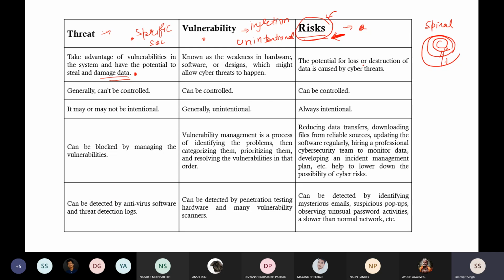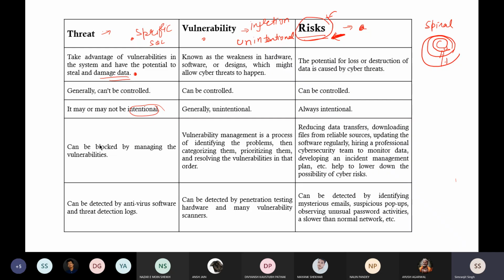Okay, so the potential of loss and destruction of data caused by cyber threats is referred to as risk, and the security engineer has already taken the risks into account. So it can generally be controlled. It may or may not be intentional. Mostly it is intentional, keep that in mind. There are some cases where it is not intentional. Threats are always intentional, because you are calculating the risk, and these risks are very intentional.